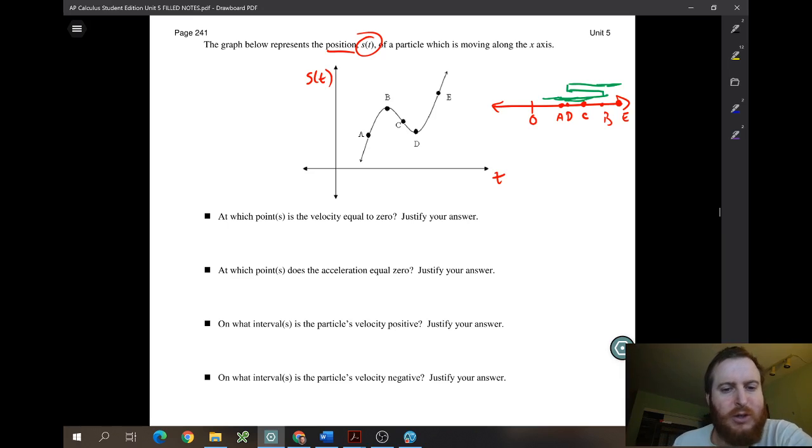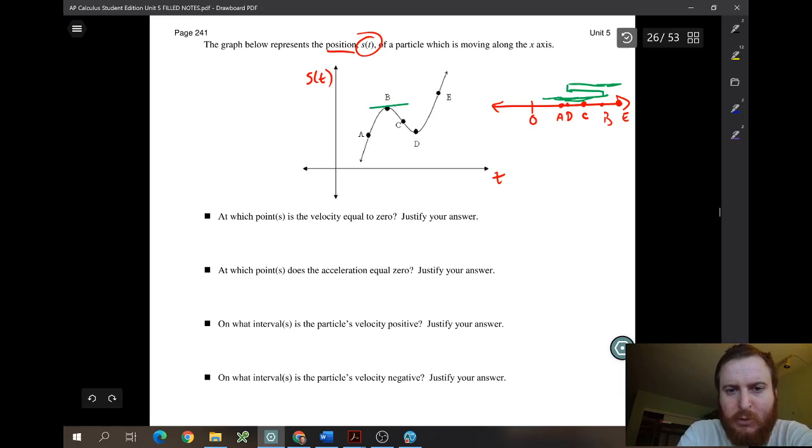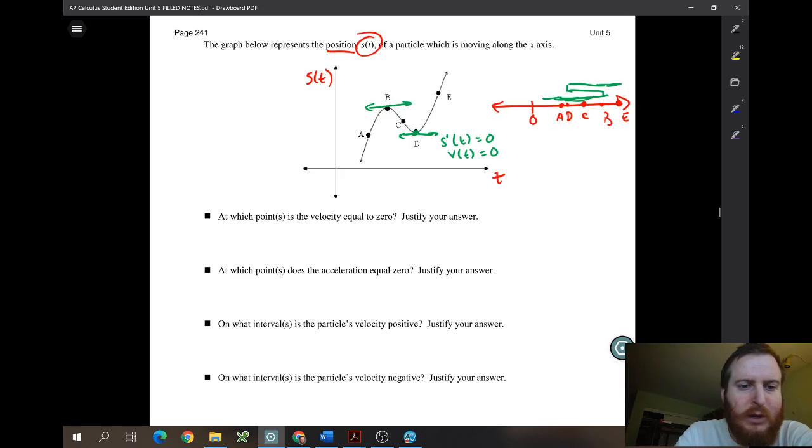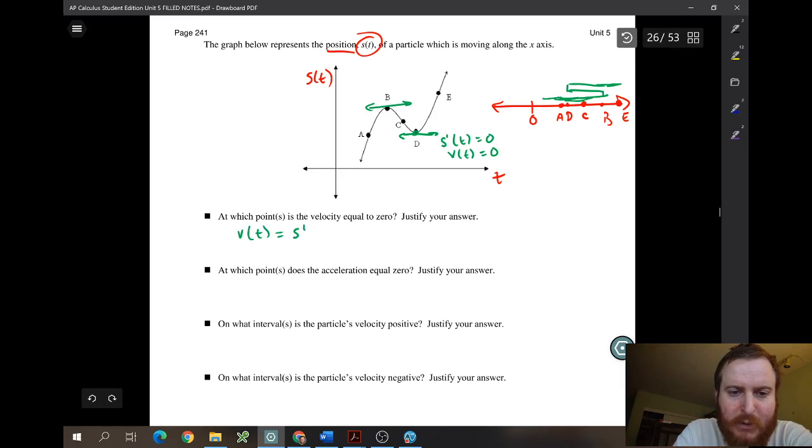Now this is just like f of x and f prime of x. So when would f prime of x be equal to 0? F prime of x would equal 0 at B and at D, because that's when the derivative is 0, right? S prime of t equals 0. Well, S prime of t is velocity. Another name for the derivative of position is velocity. So basically v of t, and we could say equals S prime of t if we want to, would be equal to 0 at B and D.